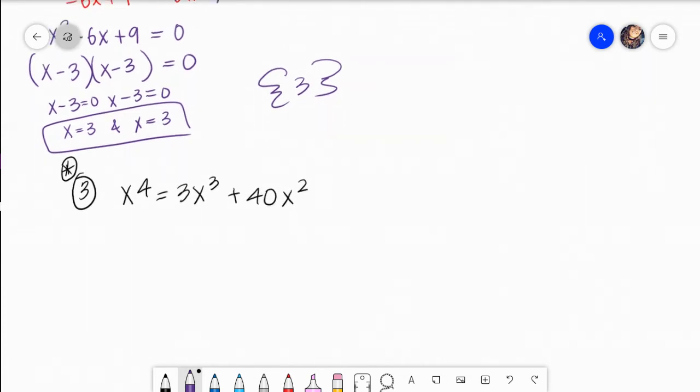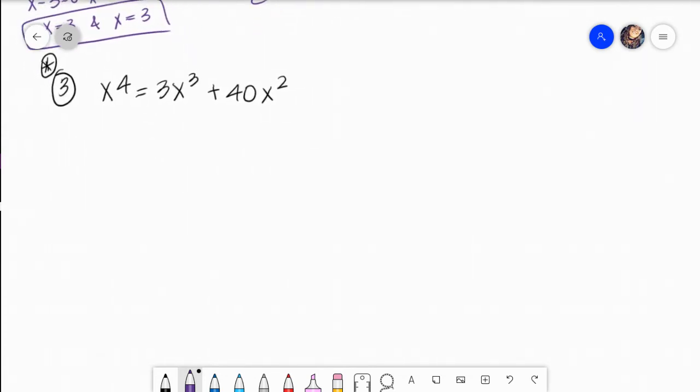Okay, I've got an asterisk on this one, y'all. The reason I have an asterisk on this one is because it's pretty involved, and I just want to make sure you understand that. This is definitely one that takes a couple of steps. So initially, I notice I need to move everything to one side.